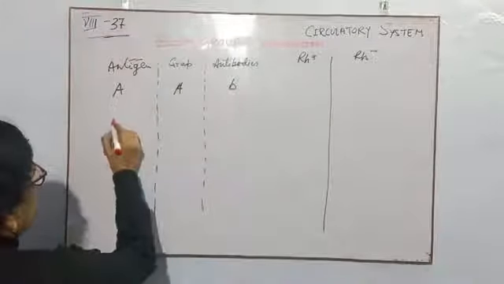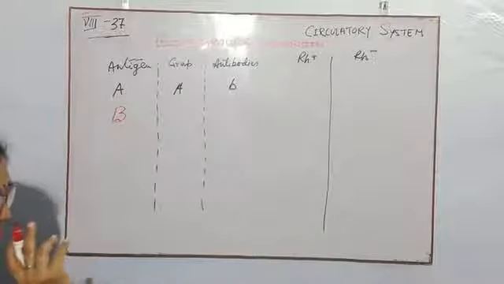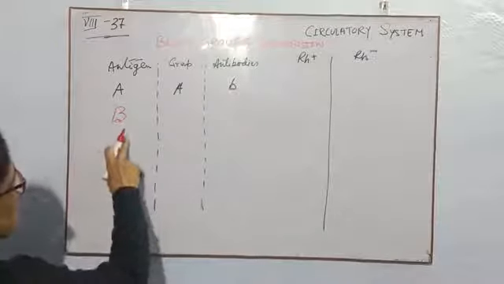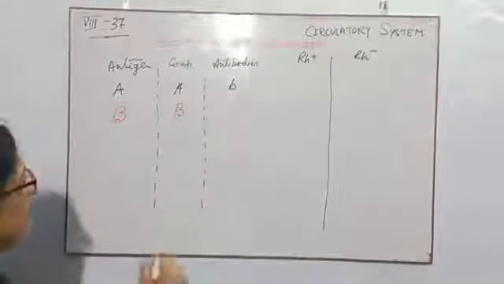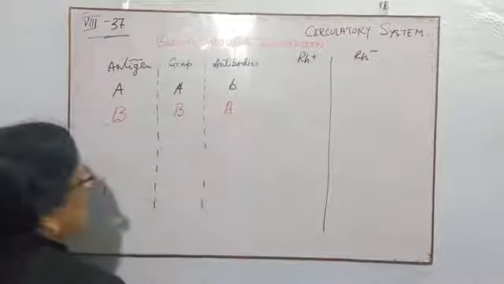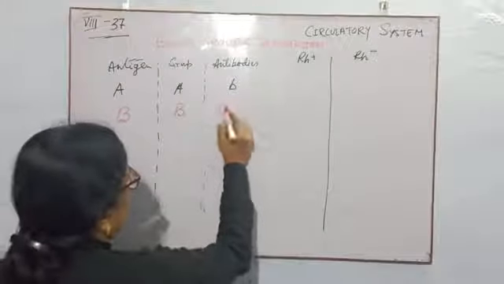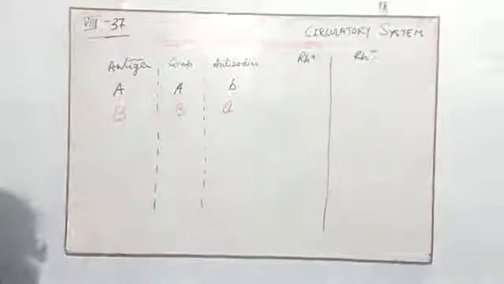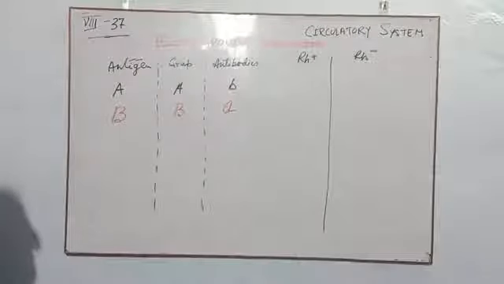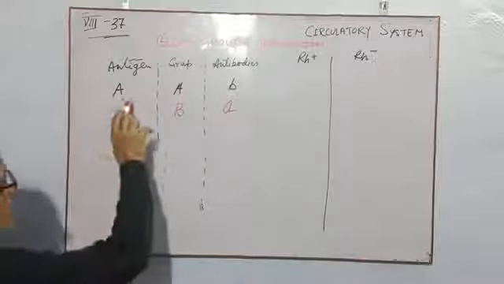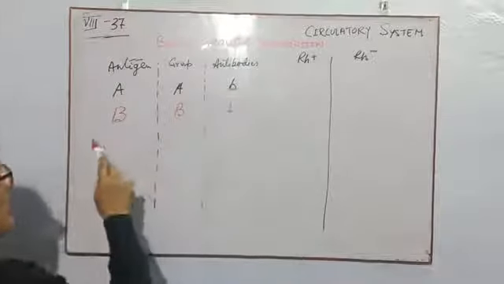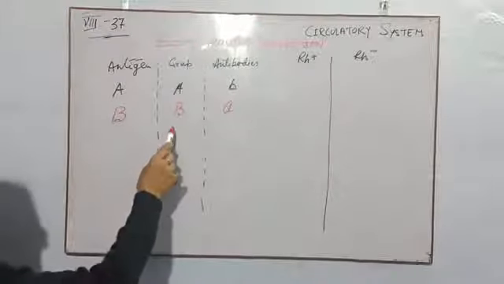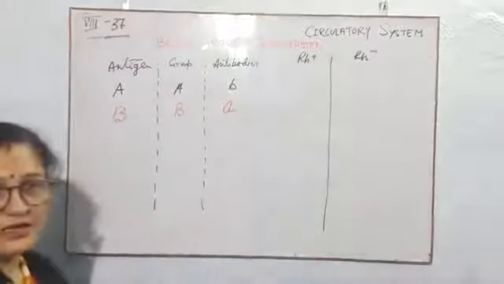Now come to the next. If on my RBC the type of antigen is B, then my blood group will be B, and it will produce antibody small a. Children, please learn it and understand it very properly. Antigen A, then group will be A, and the antibody produced will be small b. And antigen B, group will be capital B, and antibodies will be small a.